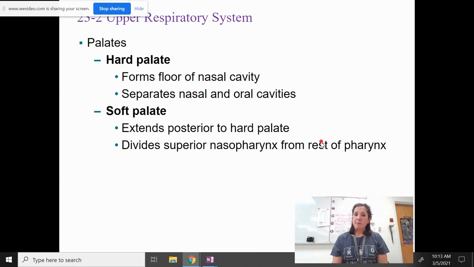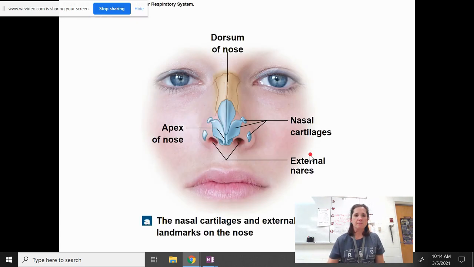All right, you guys should remember from the skull, facial bones, our palatine bones, so our hard palate, that separates the nasal and the oral cavities, and the soft palate that extends posterior to the hard palate. You can put your tongue up in your mouth. In front, you can feel your soft palate, and then farther back, you can feel the hard palate. And so the soft palate divides the nasopharynx from the rest of the pharynx. And we'll look at the pharynx in a second.